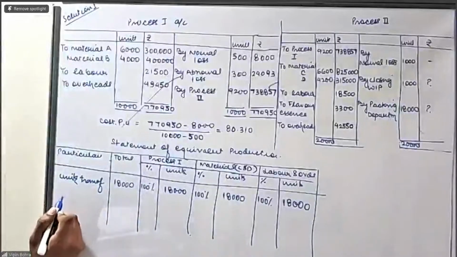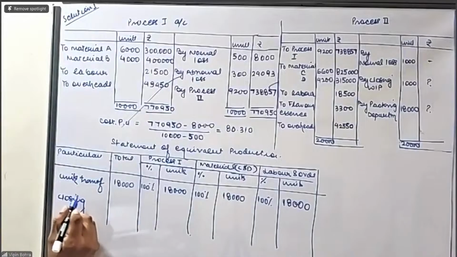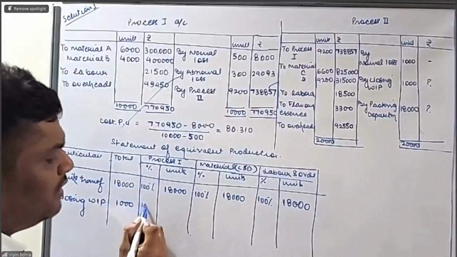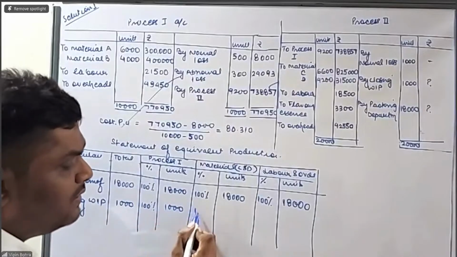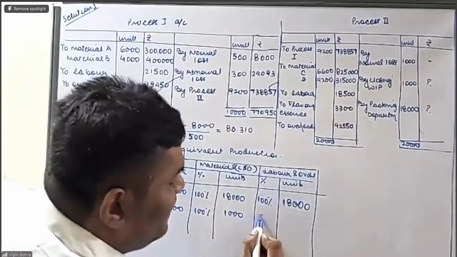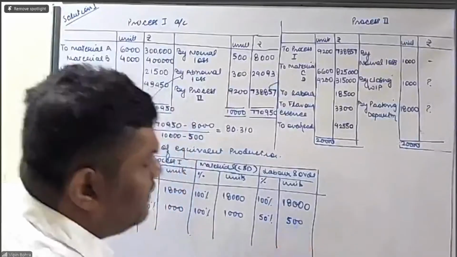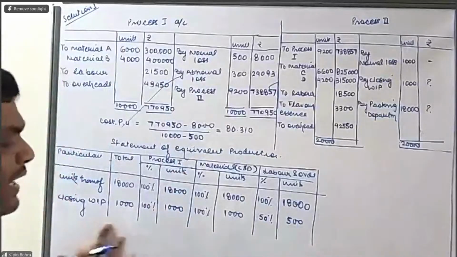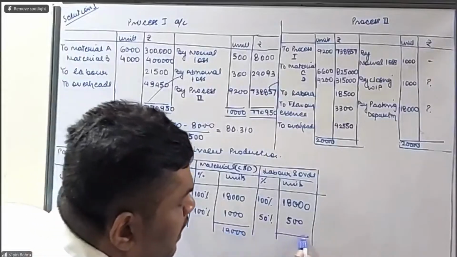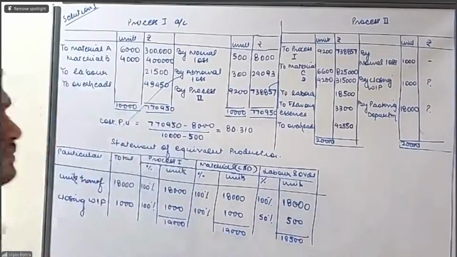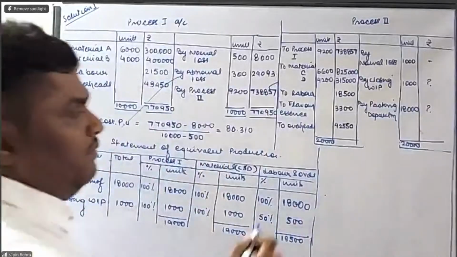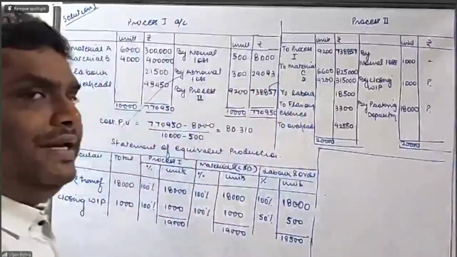Anyways, guys, now closing work in progress. It is 1,000 units. Since no information is given in the question as regards the material, we will assume it is 100% processed. As far as labor and overheads is concerned, it is given clearly that it is 50% processed, so this will be 500. So the total equivalent number of units is 19,000, 19,000, and 18,500. So we have calculated the equivalent number of units.